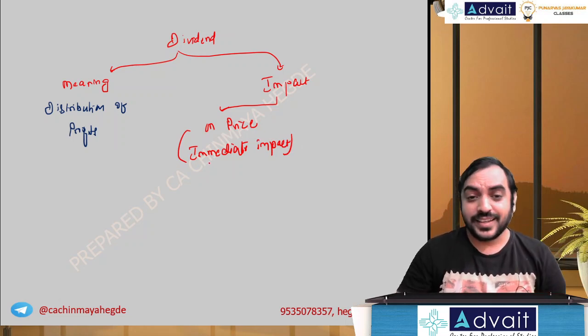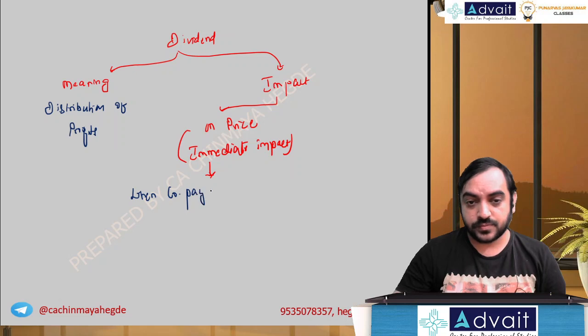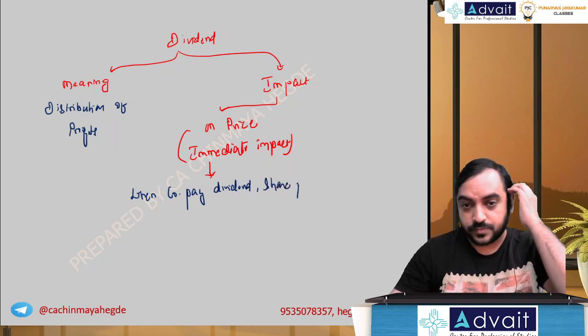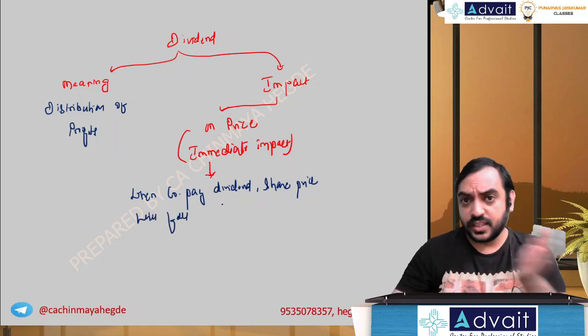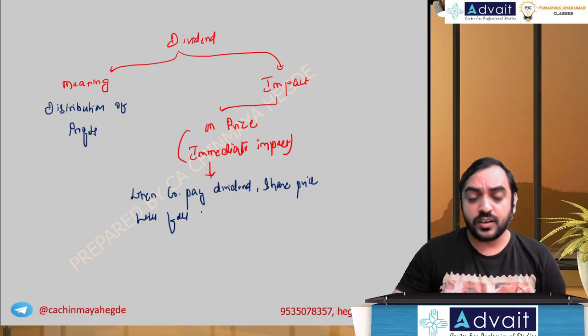Immediate impact on price, that is negative, other things remaining same. So when a company pays dividends, the share price will fall, other things remaining same, of course. Share price will fall, and it is called the ex-dividend price.